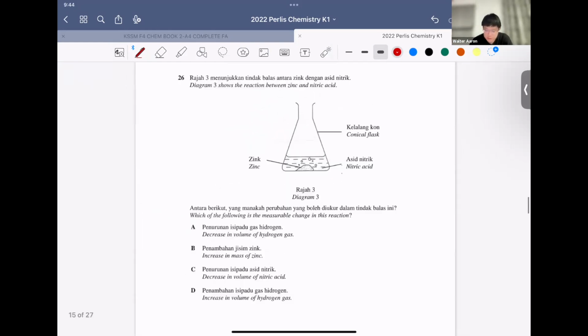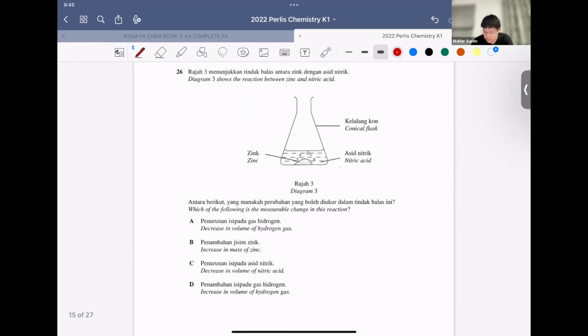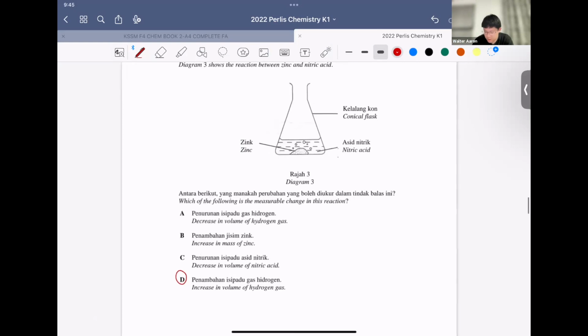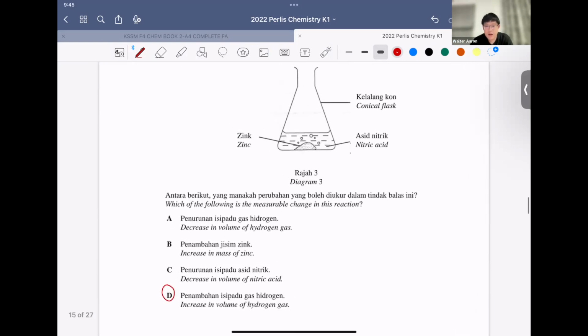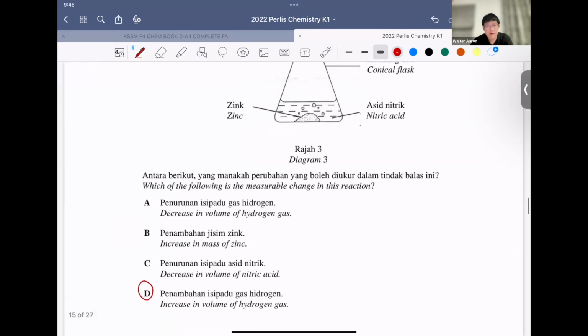So for question number 26 over here, the best answer is actually D, right? Where I said that to measure the rate of reaction, you can either see gas bubbles being produced and collected, or the amount of zinc that dissolves, and eventually the mass will decrease. So none of A, B, C indicates that. A, decrease in volume of hydrogen gas, is wrong, because we know that over time we have more and more gas being produced. Increase in mass of zinc is impossible because zinc is actually reacting with the acid. So the amount of zinc should be reduced.